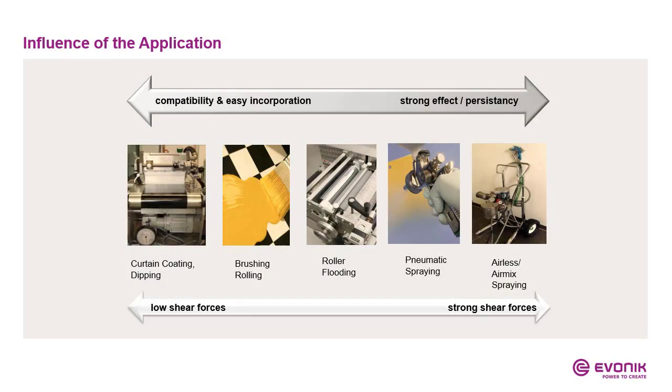The application also has an influence on choosing the right defoamer or deaerator. For example, if you have strong shear forces applications, such as pneumatic, airless, air mix spraying, you would prefer to have stronger defoamer or deaerator with strong effect and persistency. On the other hand, if you have lower shear forces applications like curtain coatings, dipping, brushing, roller floating, etc., then you would rather have more compatible, which means less effective, but easy to incorporate defoamers and deaerators.